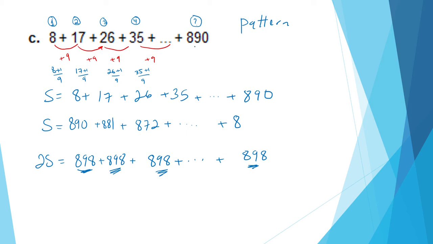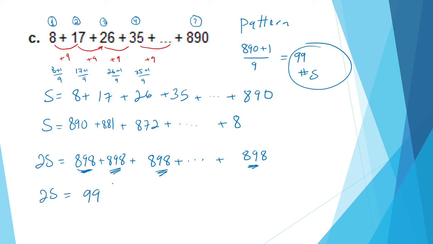Now, how many numbers are there if we end the sequence at 890? We'll use the pattern: 890 plus 1 divided by 9 gives us the number of numbers in our sequence. And I found that there are 99 numbers in our sequence. So we can write 2S is equal to 99 times 898. Now we can divide both sides by 2, and our sum is 44,451.